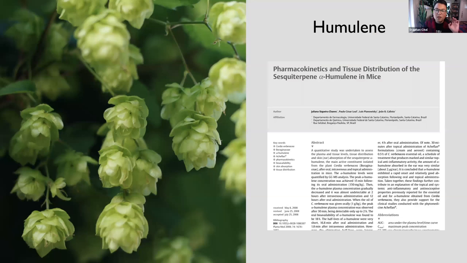Then we have humulene. Humulene is one of those interesting terpenes that we also find high concentrations of in hops in particular. I like this particular terpene because it does have some interesting effects as far as its effects on, oh my gosh, appetite. That's what I'm trying to say.